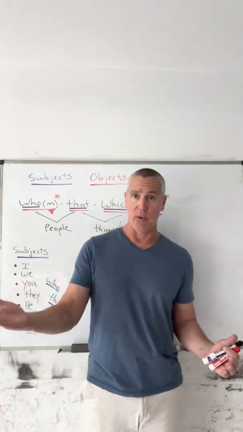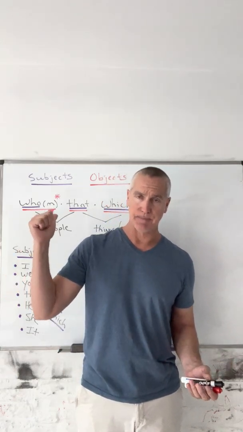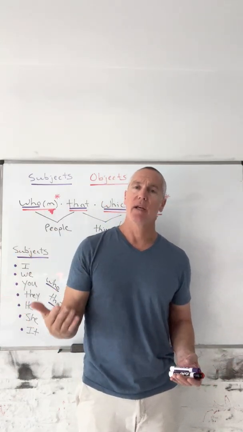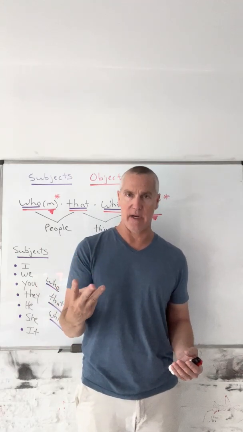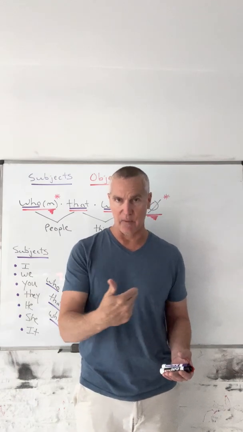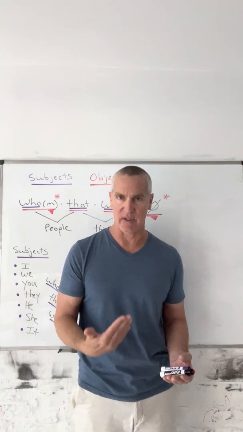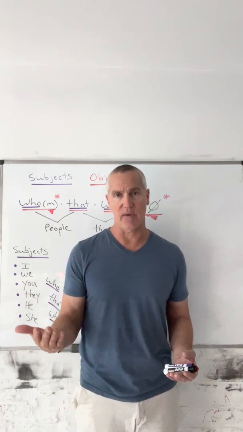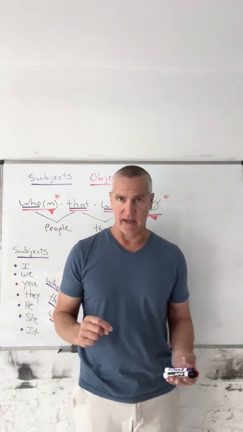For people is who and that. For things is which and that. The last video, we were looking at using the pronouns who, that, and which as a subject in the adjective clause, right before the verb. It was a subject reference in the first sentence. Now, in this video, we're going to look at the object reference in the second sentence.